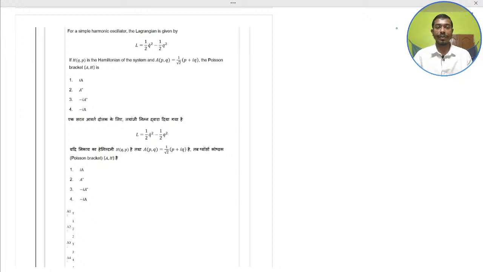For a simple harmonic oscillator, the Lagrangian is given by this one. You have to find the Poisson bracket of A, H. Try yourself and give me the answer by feedback. This is coming from the Poisson bracket, classical mechanics.